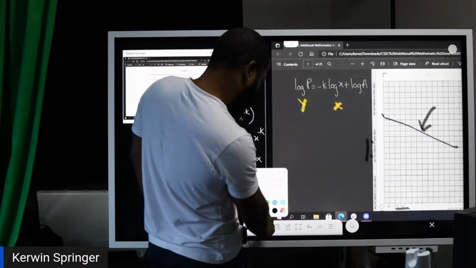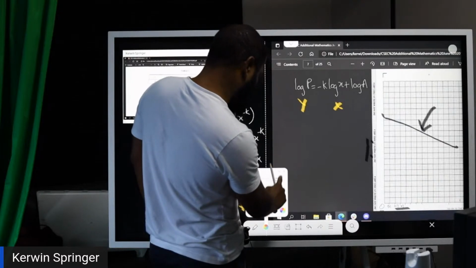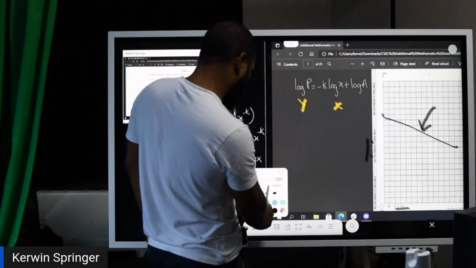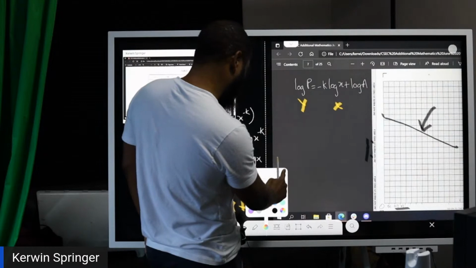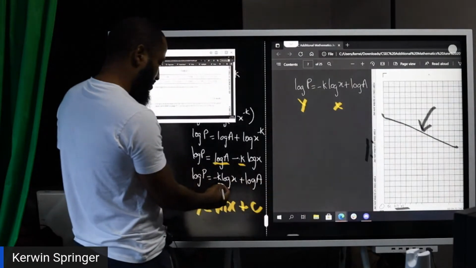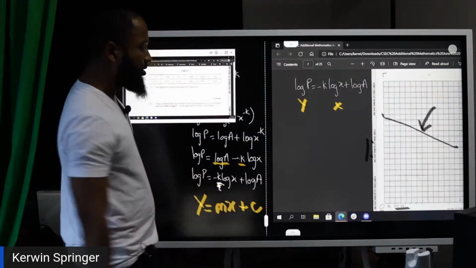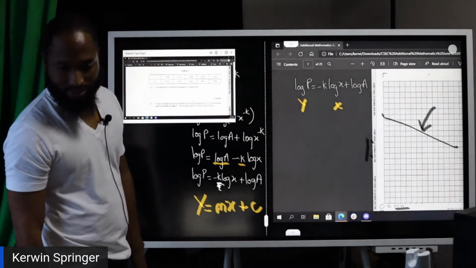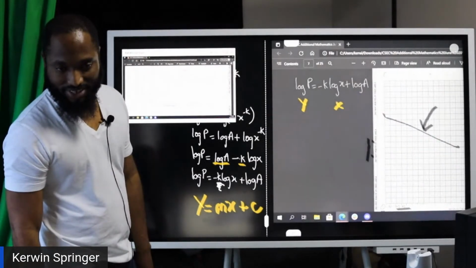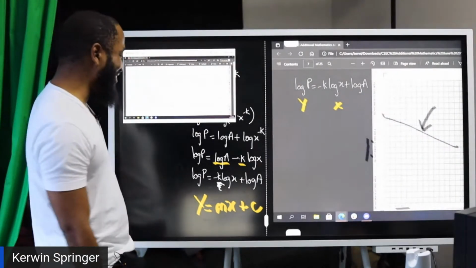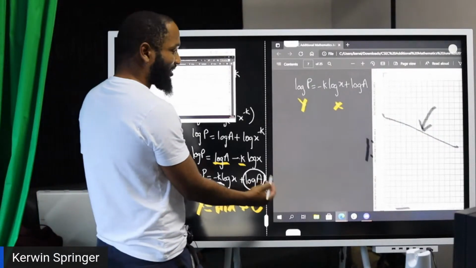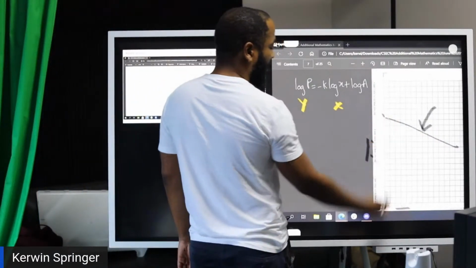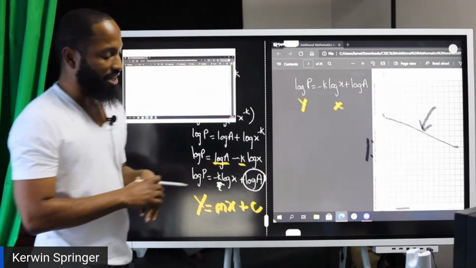Pen color white, highlighter color white, yellow. Yeah, this is the gradient. So you equate that to the gradient, and you equate this to the y-intercept. Wherever it cuts here, that's the y-intercept. You equate it, and you could take it from there.